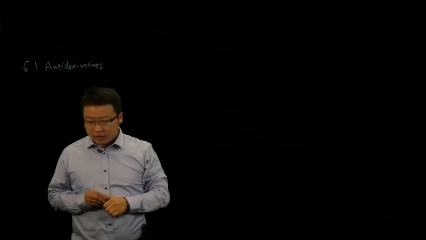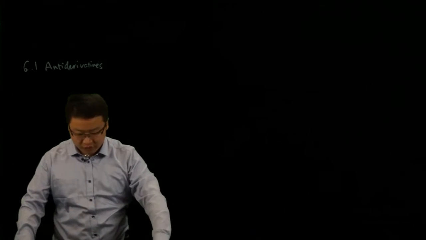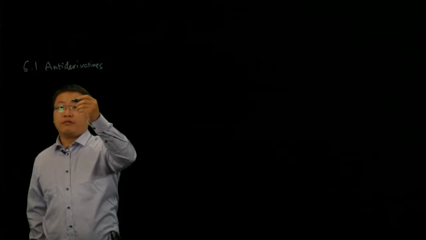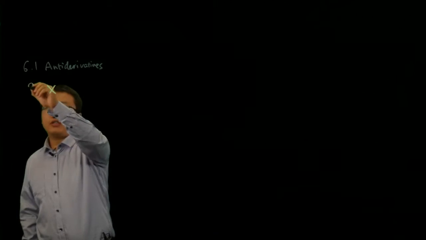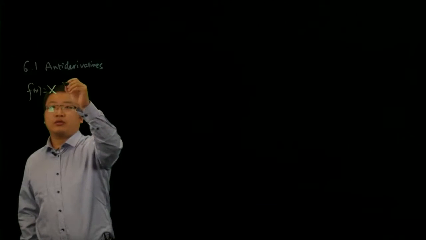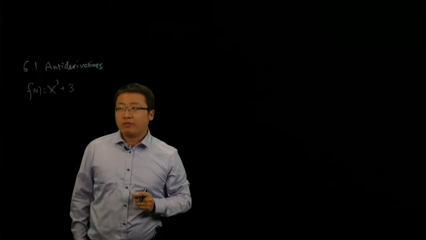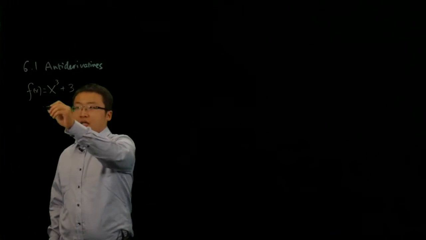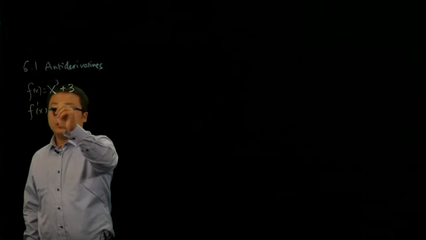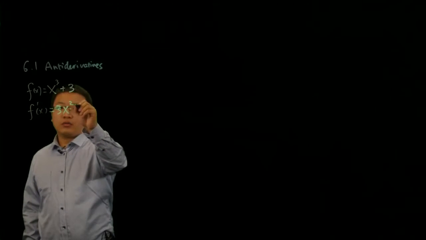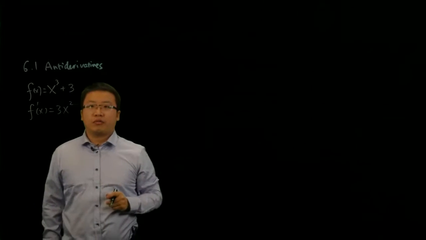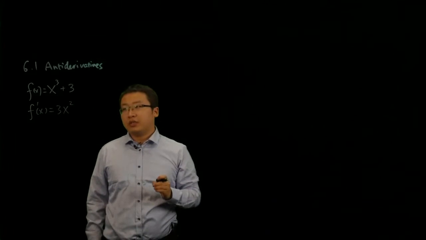So we have to talk about the derivatives. Let me review what we did before. For example, if you have a function f of x that is equal to x to the third plus 3, then we have been practicing for several days that the derivative of that is equal to 3x squared, and the derivative of 3, because it's a constant, is going to be 0.